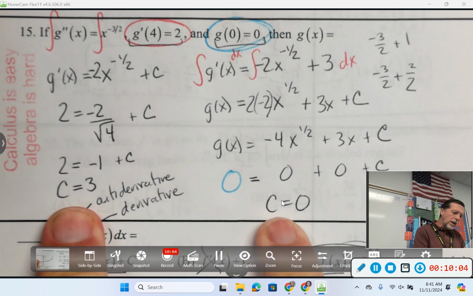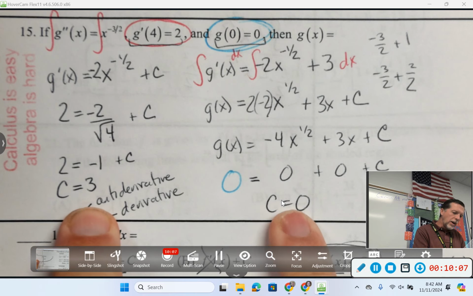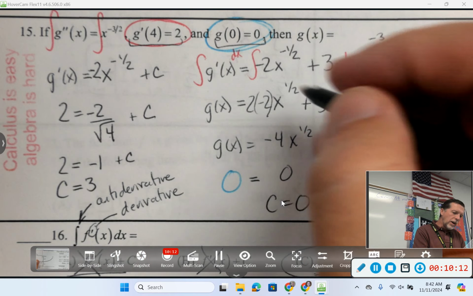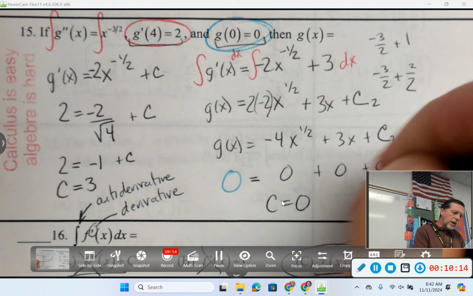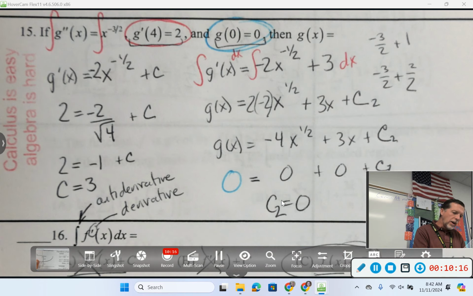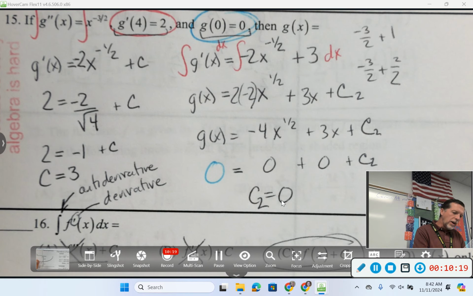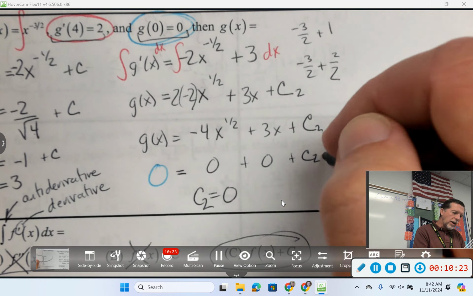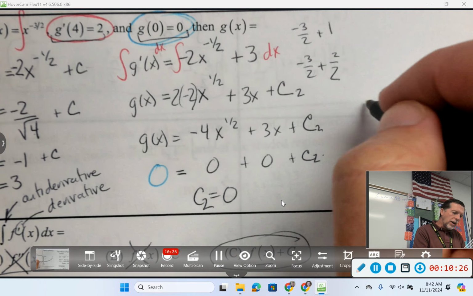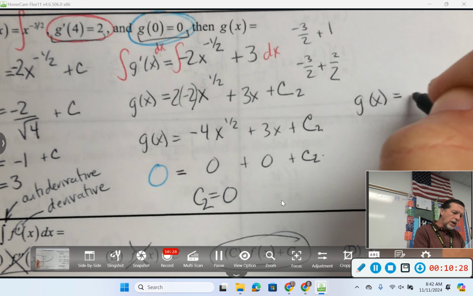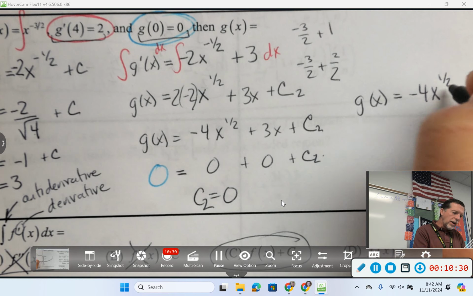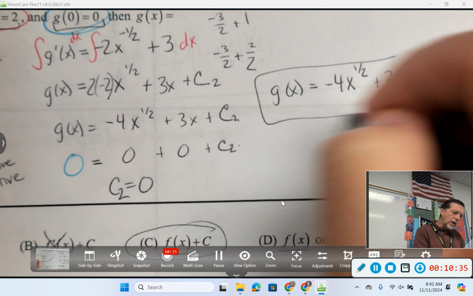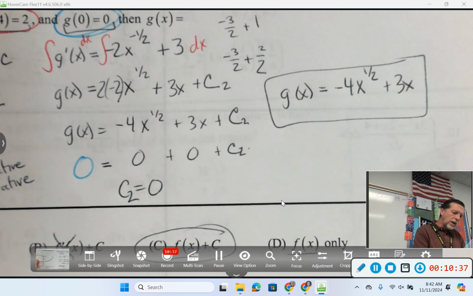Again, sometimes this confuses people because, wait, is C equals 3 or does C equal 0? Well, it depends on which part of the problem. If that bugs you, then you call this second one C2, and then you don't have to worry about getting confused on who's who. But most of the time you do them one at a time, and so you sort of clear it out and then start again, and it's fine to use the same letter for two different things. So my final answer then is negative 4x to the 1/2 plus 3x. C2 is 0, so I don't need to rewrite that. So there's my answer to number 15.